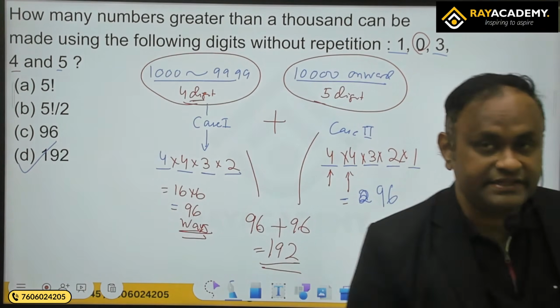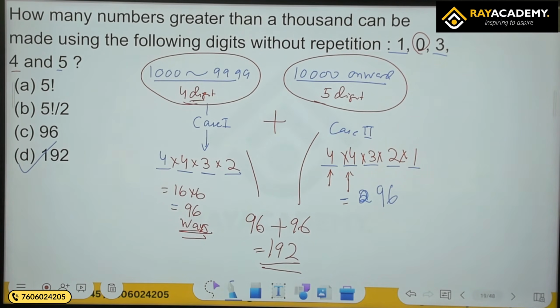So you have to see, this is a very good question. First, we have 5 digits: 1, 0, 3, 4, 5. And we are asked how many numbers greater than 1000. So we have seen that either we can make a 4 digit number or we can make a 5 digit number.